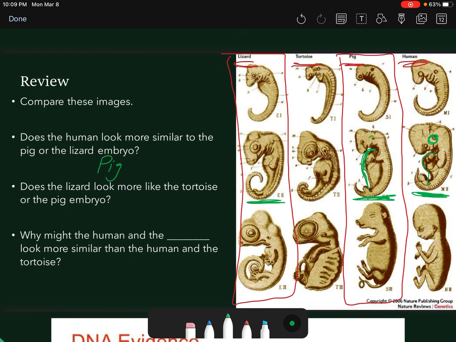We also see this spot right here on both. We also see the eye developing, and we also have this kind of lump here in both of the species. Okay, and the lizard species is a little bit different. This eye is looking very large compared to the pig and the human, and this ear hole, I believe, is what that is, or the gill slits are much more pronounced. Okay, now, does the lizard embryo look more like the tortoise or the pig embryo?